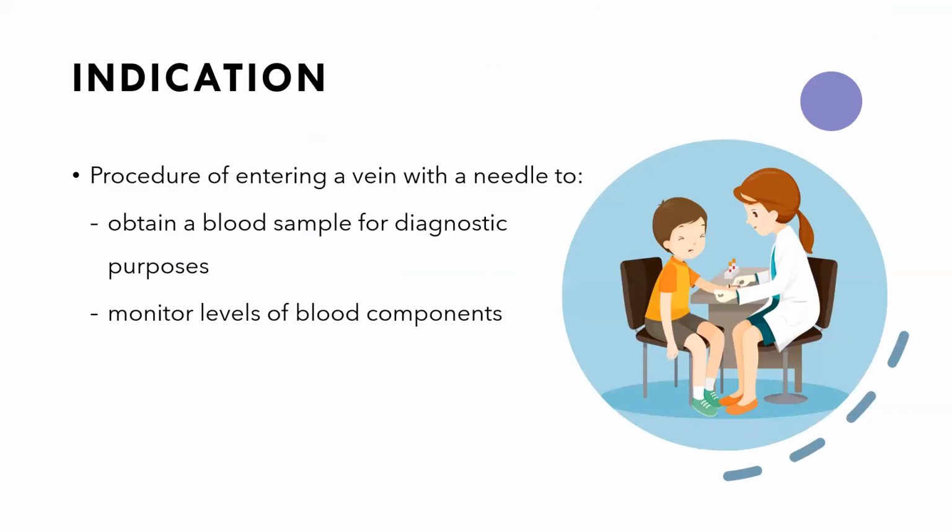Next. Okay, so venipuncture is the procedure of entering a vein with a needle and is undertaken to obtain a blood sample for diagnostic purposes using hematological, biochemical, and also bacteriological analysis. It is also used to monitor the level of blood components. So why is it important for us to know? Not only for the diagnostic purpose but also for the management, because venipuncture is one of the most common procedures and can be a traumatic event for the child and also for the family. So venipuncture should only be ordered when necessary.